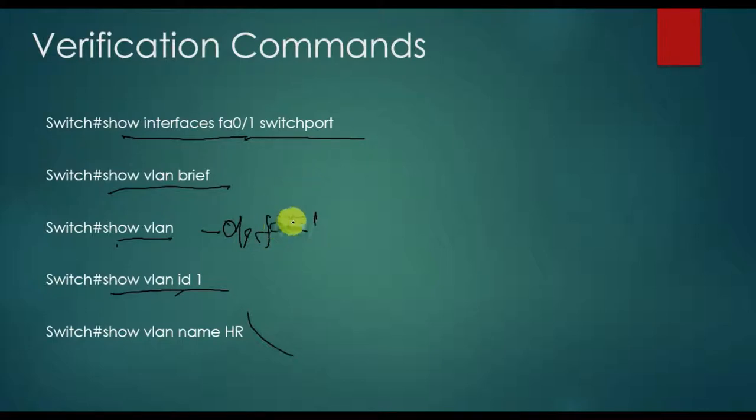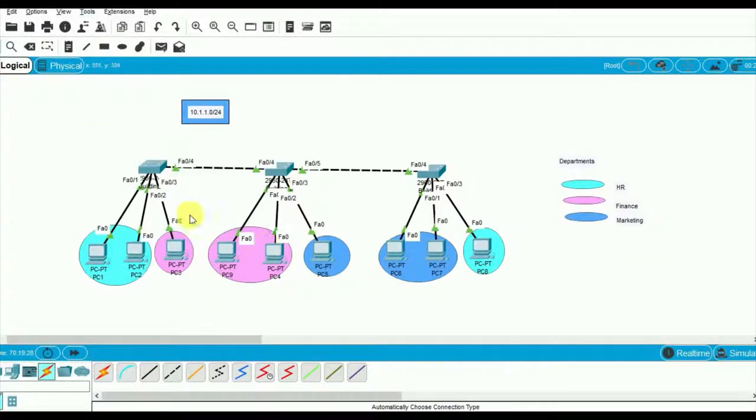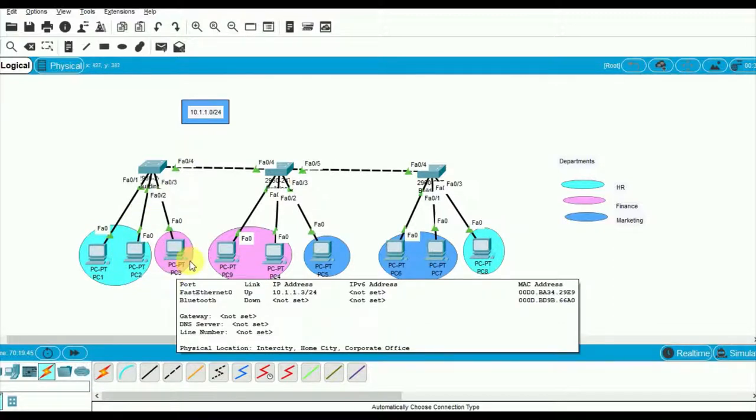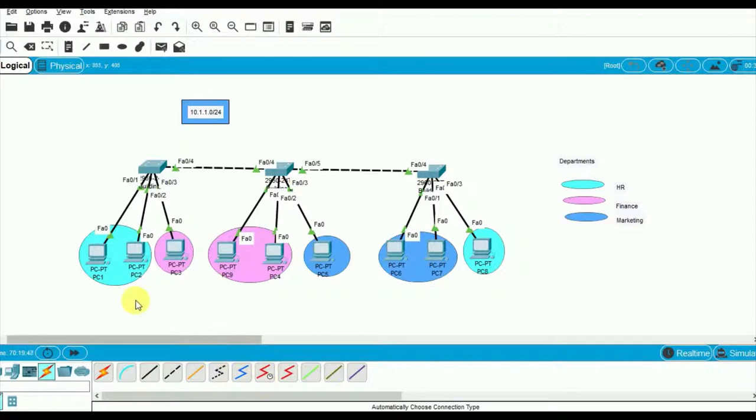Now moving on, I am using Packet Tracer here to deploy the VLAN. We will see everything here in Packet Tracer. I use Packet Tracer for this lab. We can see, like, this is the HR department, this is the finance department. I have defined the colors for each department. You can see this is for the HR department, finance department, marketing department.